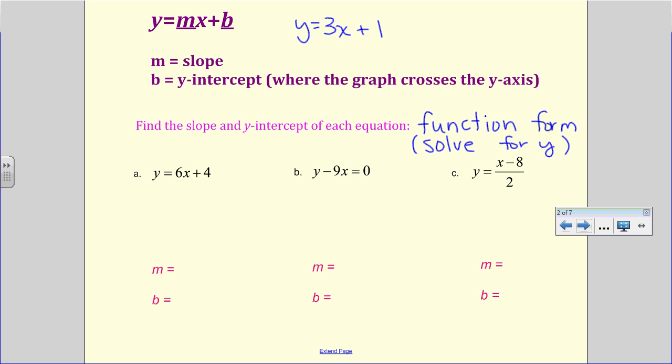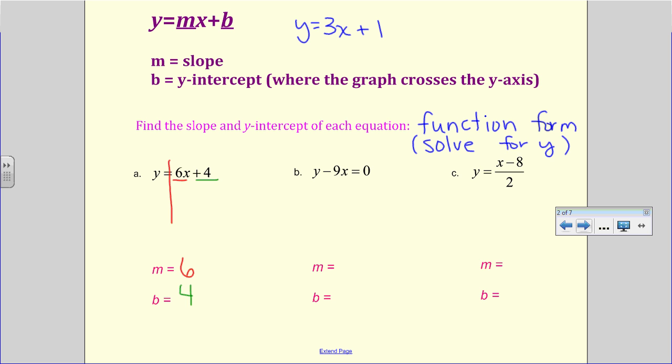If I look, I've got y by itself. That means I should be able to pull out my m value. So my m value is 6. What's my b value going to be? What's my y-intercept going to be? 4. It's plus 4, so that means my b value is a positive 4.